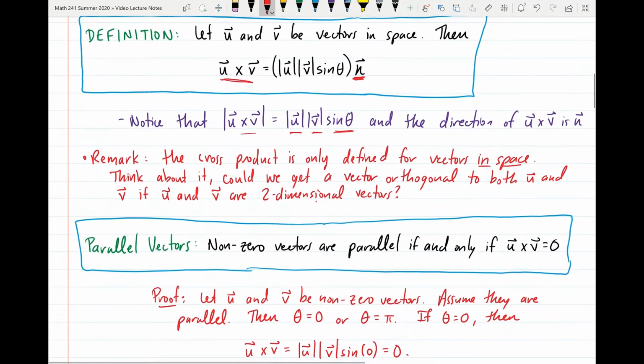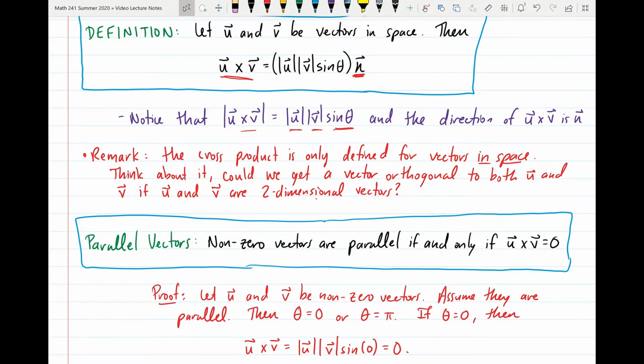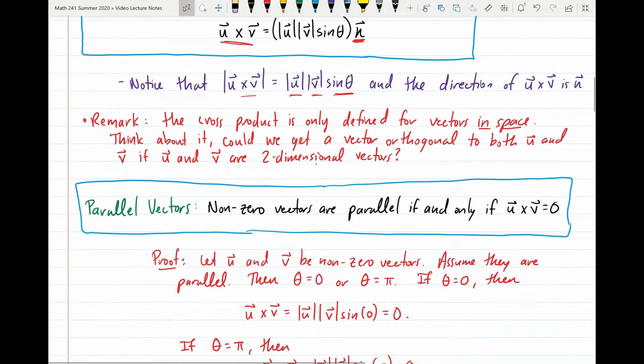Okay, so here's an important note about the cross product. The cross product is only defined for vectors in three-dimensional space. To see why, think about having two vectors in the plane in two-dimensional space, call them u and v. What would it look like to have a third vector that is perpendicular to both u and v? Well, if we're in the plane, this is impossible because to make a vector that's perpendicular to both u and v, we have to leave the plane. We have to go into a higher dimension. And for this reason, the cross product is only defined for vectors in three-dimensional space, not for vectors in two-dimensional space.